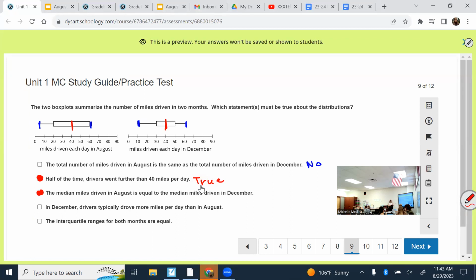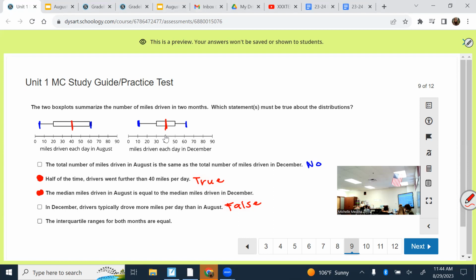In December, drivers typically drove more miles per day than in August. True or false? I would say false as well. In August, as you can see, it's bigger in the range and in the interquartile range. So in December, it's smaller. The question was, in December, drivers typically drive more. Well, no, it's less in December. So we're not going to pick that one.